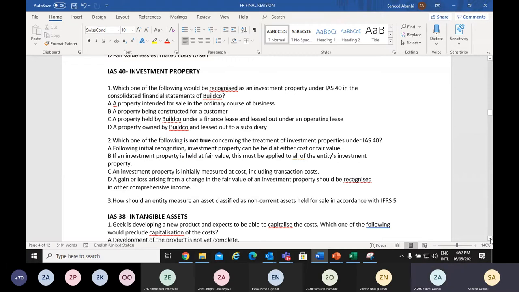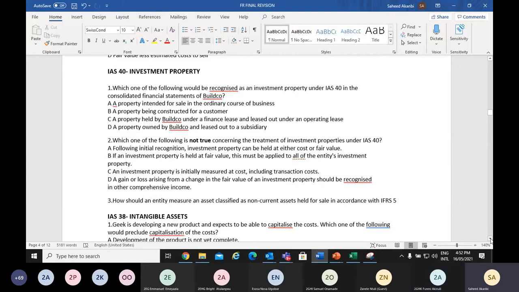Let me explain. When you construct a property for a customer, what standard applies? Revenue recognition. That means in my books, I'm the one that constructs the property. It's not my building. It's not my property. I cannot recognize it in my financial statement. What I will only recognize is the amount I will collect from the customer or from my client, as revenue. That means B cannot be an answer as well.